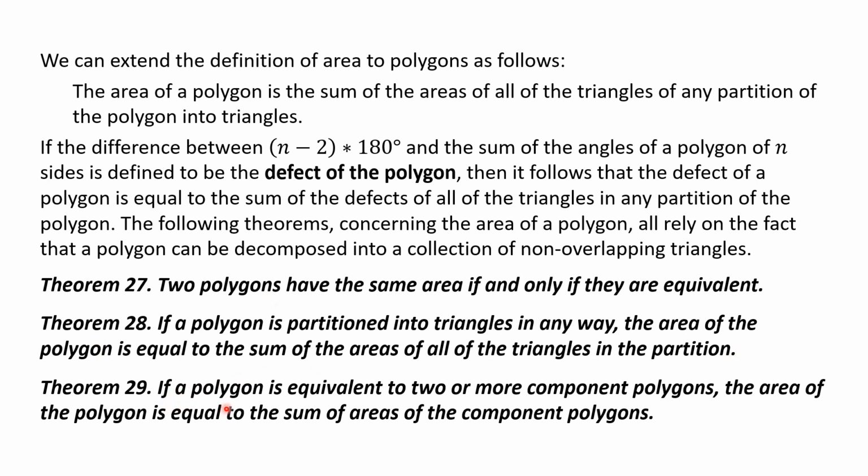And then if a polygon is equivalent to two or more component polygons, the area of the polygon is equal to the sum of the area of the components. So that's just saying if you divide the polygon into larger figures that have more sides than triangles, for example, let's say you could divide a polygon into two squares and a triangle, then the area of the polygon is equal to the sum of the areas of the two squares and the triangle. That is just one example.